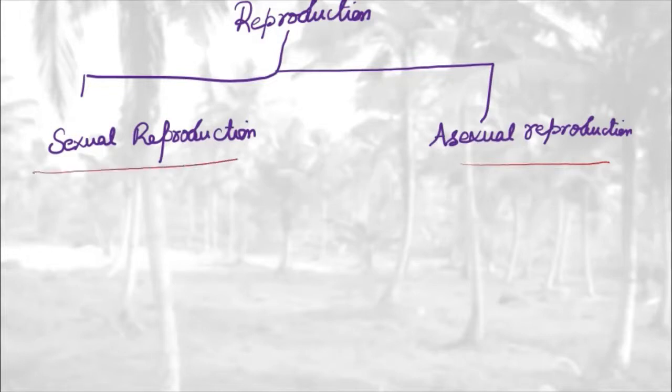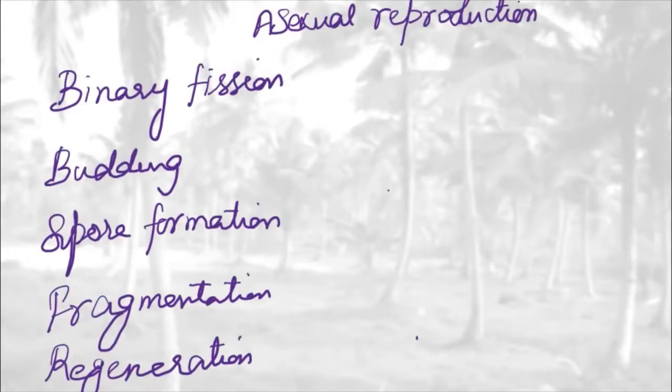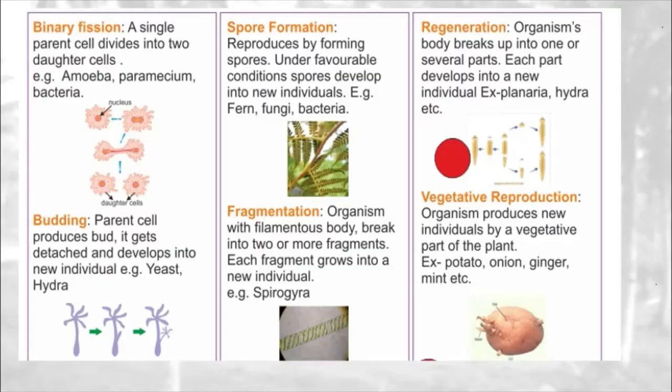Let's talk about sexual reproduction. In sexual reproduction, there is an involvement of two living organisms and there is a fusion of gametes, and there is a change in the number of chromosomes and the offspring are also genetically different from the parents. Now let's talk about the types of asexual reproduction. There are different types: binary fission, budding, spore formation, fragmentation, regeneration, and vegetative reproduction. These are all examples of asexual reproduction.